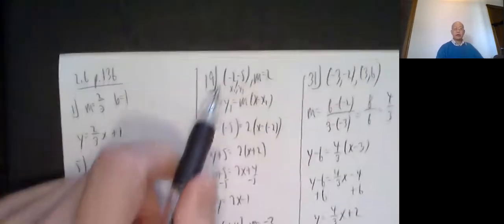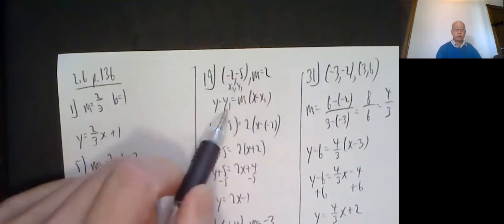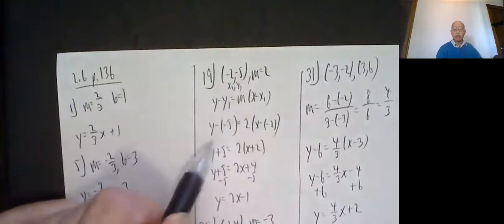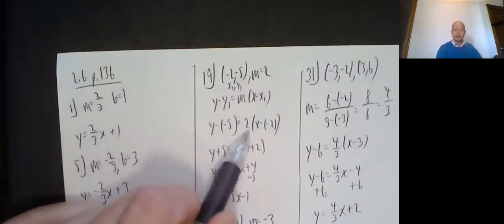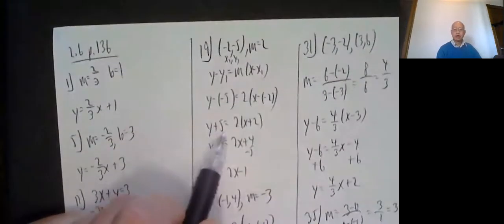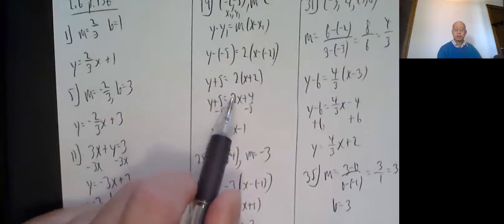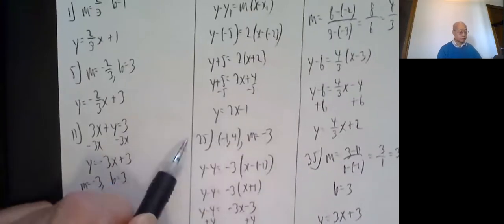In 19, they give me a point and a slope, so I use the point slope form. Y minus y1 equals m times x minus x1. So y minus a negative 5 equals 2 times x minus a negative 2. These are both double negatives, so y plus 5 equals 2 times x plus 2. Distribute, 2x plus 4, subtract 5, y equals 2x minus 1.